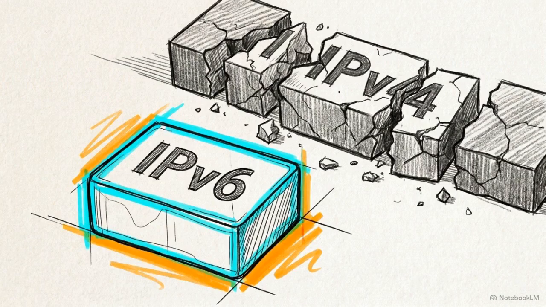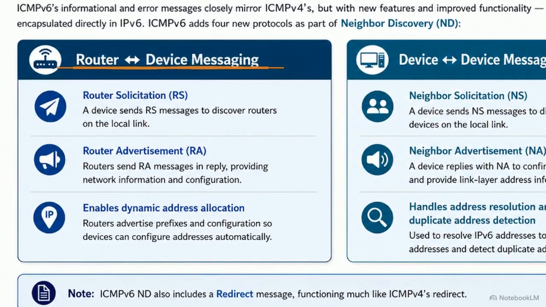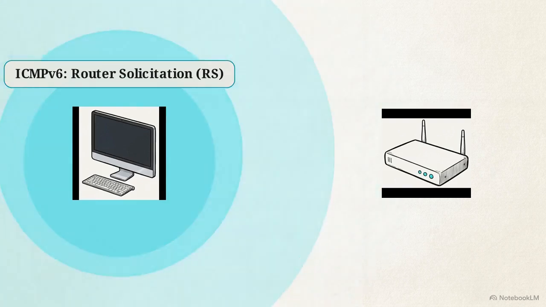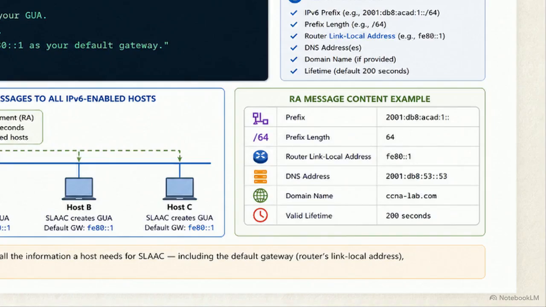In IPv6 environments, ICMP handles operational tasks that previously required separate protocols, such as dynamic address allocation. This is part of the neighbor discovery framework. In the left column, we see the specific messaging types used to manage communication between routers and devices. When an IPv6 host boots up, it broadcasts a router solicitation message to locate its local gateway immediately. The router responds with a router advertisement. As this table shows, the RA message contains the network prefix length and the router's link local address.